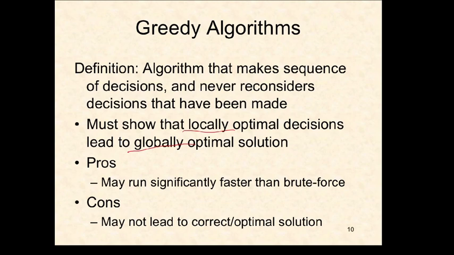So the advantage to greedy algorithms is that they may run significantly faster than brute force. The downside is we might not always get an optimal solution. Generally we're going to get a correct solution. If we always make correct choices, we will have a correct solution. We will not violate constraints. We might not be optimal. We also might not be able to finish our solution. And we'll look at how that could happen later on when we look at a different problem.